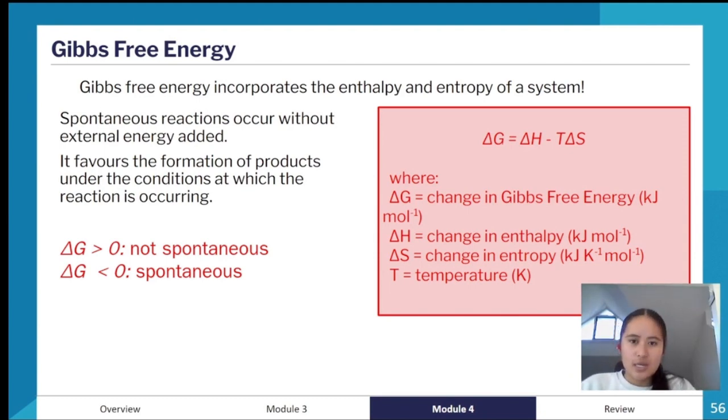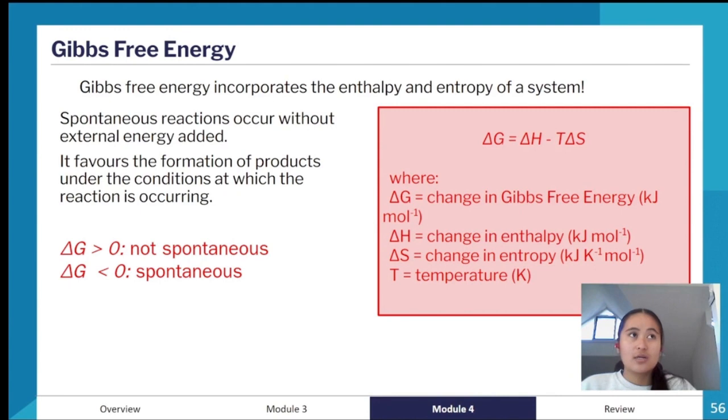And basically spontaneous reactions occur without external energy added. So that's what spontaneity means. It means we don't have to do anything, the reactions just happen by themselves. And it favors the formation of products under the conditions where it's supposed to happen.